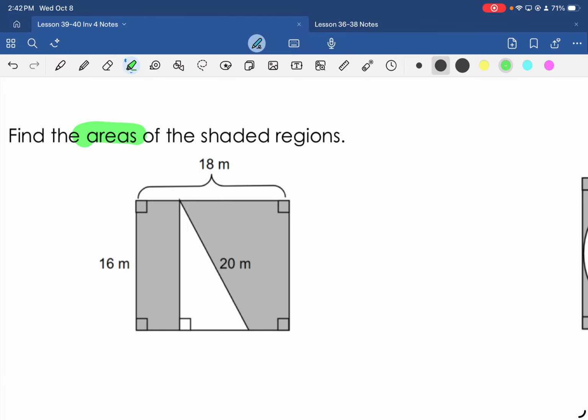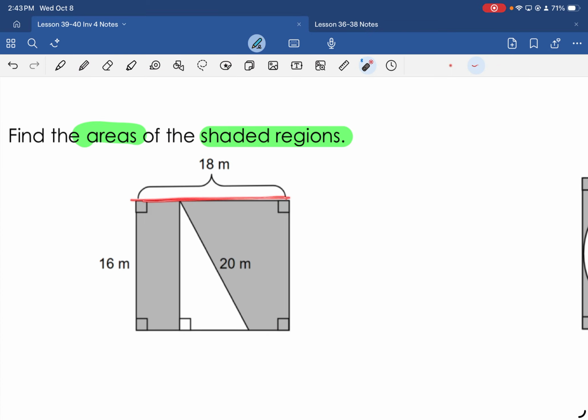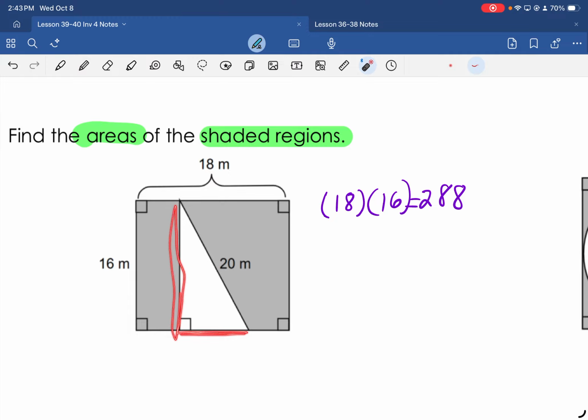Okay, this one's asking us to find the area of the shaded region only. So first thing, let's find the area of the rectangle, the whole thing. So Gabby, how do you find the area of a rectangle 18 by 16? So would you do 18 times 16, which is 288? Perfect. 288 is the whole thing. But they don't want the whole thing, do they? They want us to subtract this triangle out. Now, I need to know the base in order to do base times height divided by 2. So how am I going to find this?